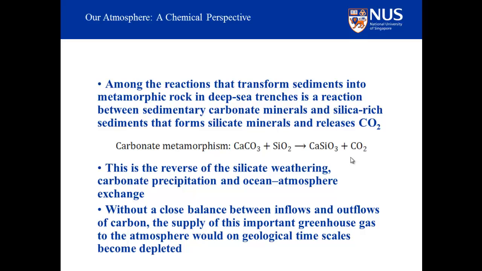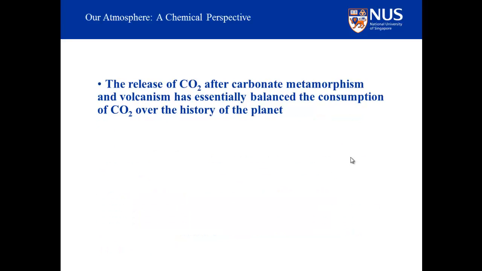Without a fairly close balance between the inflows and outflows of carbon, the supply of this important greenhouse gas to the atmosphere and ocean would, on geological timescales, quickly be depleted. Earth would soon become a frozen ball of ice. That may have been the fate of Mars, which appears to once have had flowing water on its surface and perhaps a carbon dioxide-rich atmosphere with a stronger greenhouse effect. In contrast, on Earth, the release of carbon dioxide after carbonate metamorphism and volcanism has essentially balanced the consumption of carbon dioxide during silicate weathering over the history of the planet.